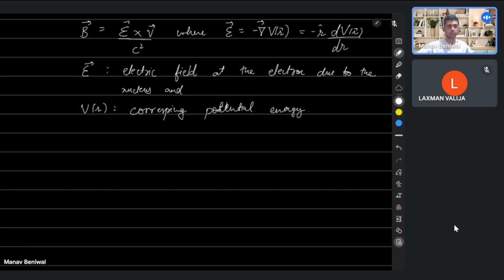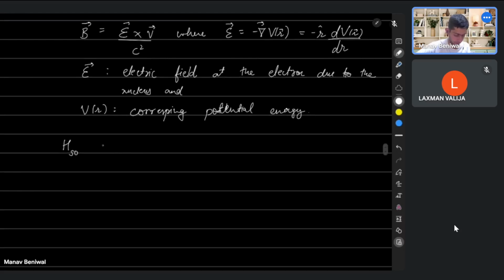Okay, so this equation comes from the relativistic interaction between electric and magnetic fields, which we will not go into in much detail. Now what happens is that this magnetic field interacts with the spin of the electron, and then we get one Hamiltonian like this. So let's write SO for spin-orbit.